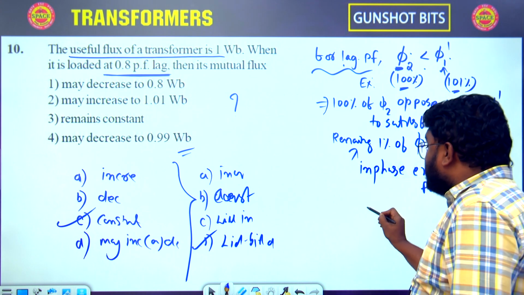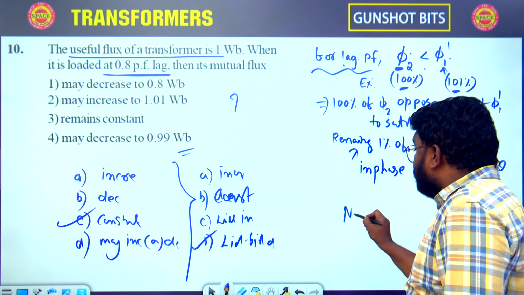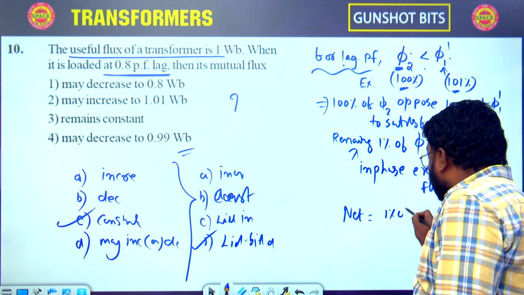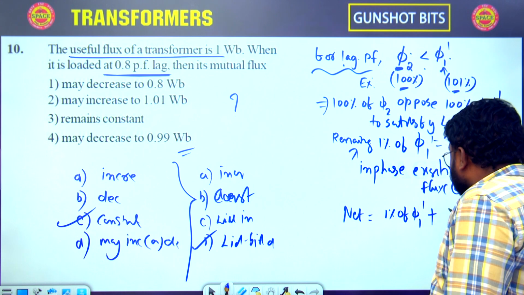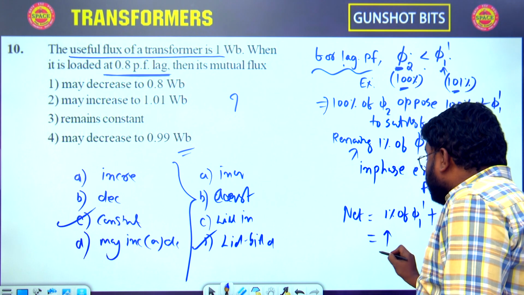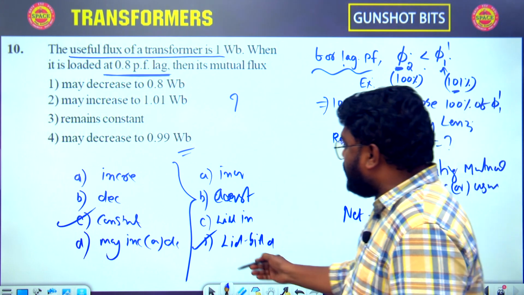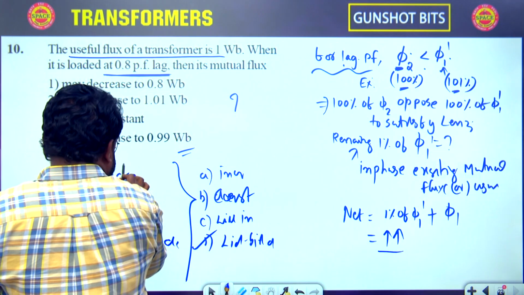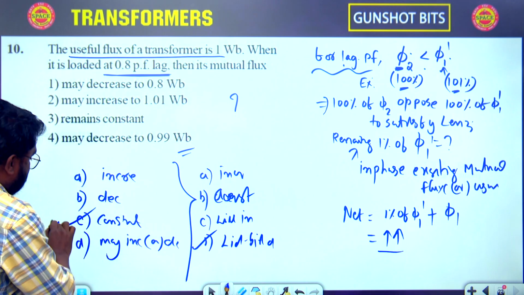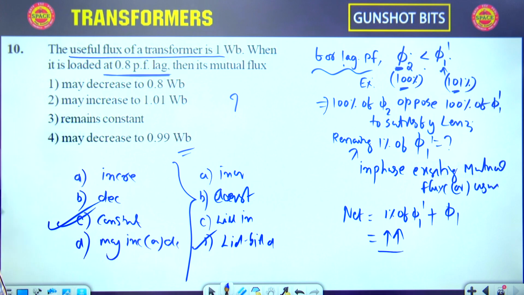So what will happen to the useful flux? The net flux will become 1% of phi 1 dash plus the mutual flux. So the mutual flux will increase a little bit. That is the answer for this question. If the options are increase, decrease, or constant, definitely the transformer flux is constant, irrespective of the load.